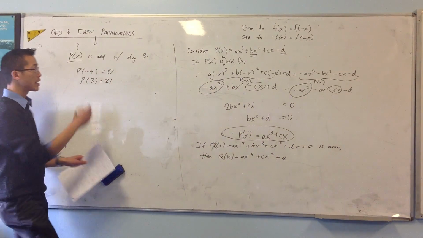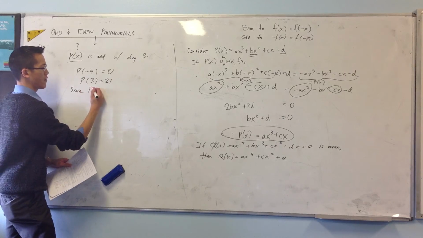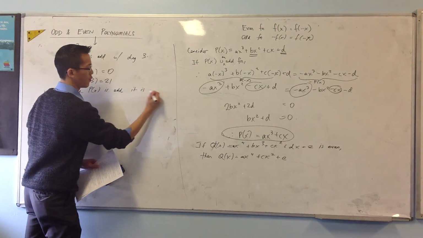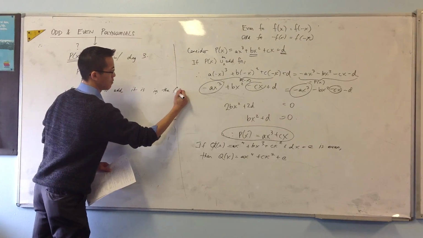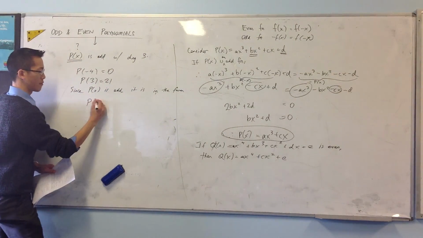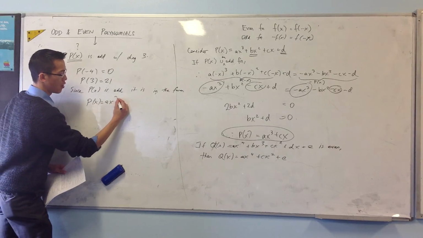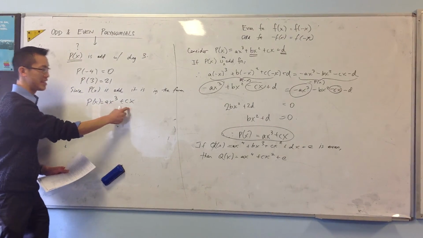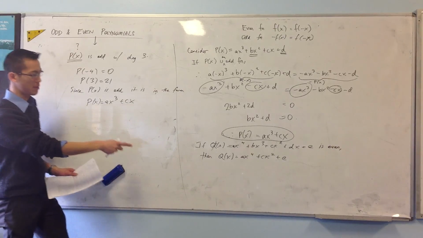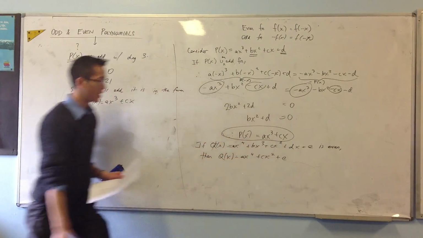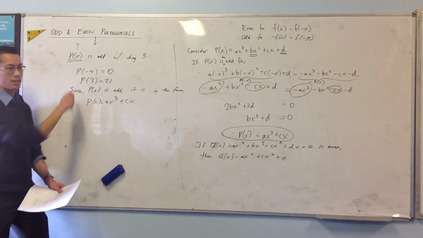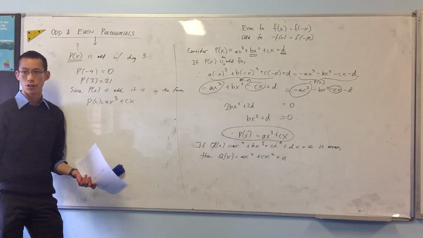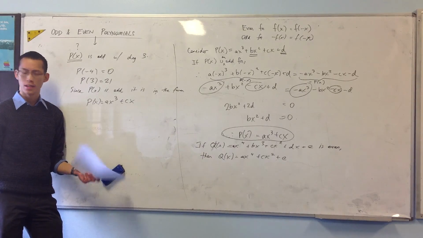So I would say, since P of x is odd, it is in the form, and then you just take the odd components. I'd still call them A and C rather than A and B because it gets a bit confusing which one you're talking about. And then you just take these and you solve it like you normally would. Two unknowns, two equations, off you go. Does that make sense?